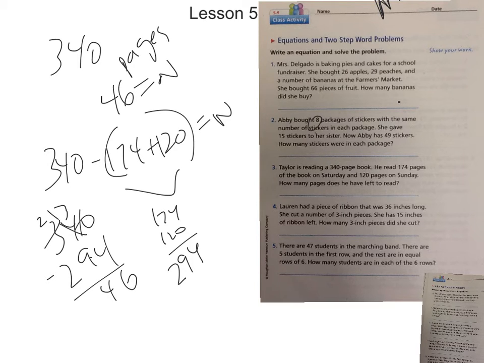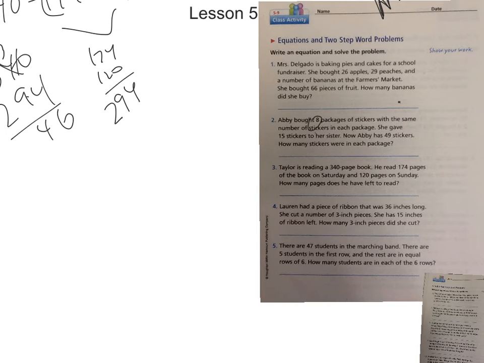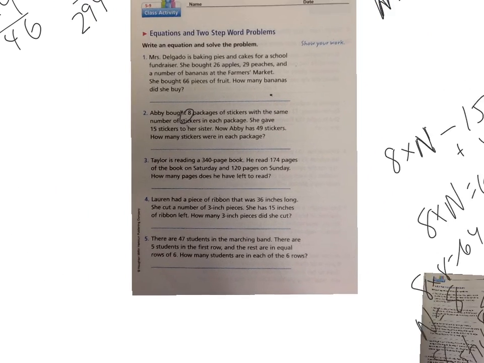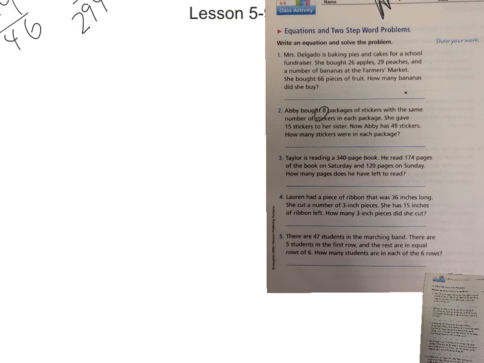Okay, as much as I want to have you start working on your own, I kind of want to do one more with you. Let's do number 4. Lauren had a piece of ribbon that is 36 inches long. She cut a number of 3-inch pieces. She has 15 inches of ribbon left. How many 3-inch pieces did she cut?